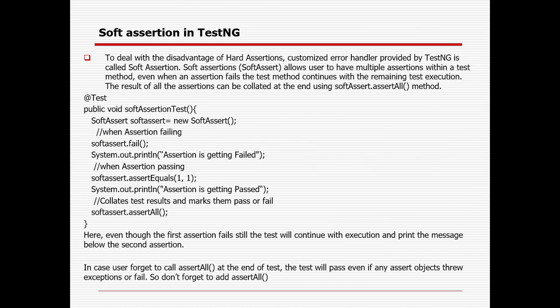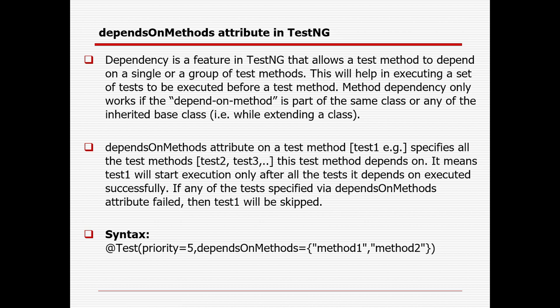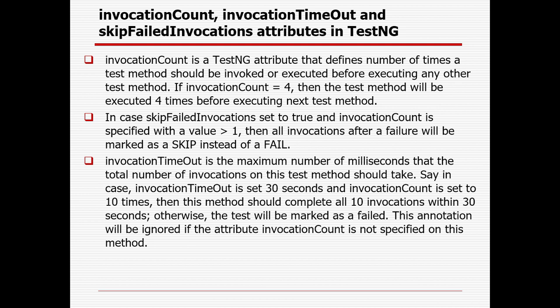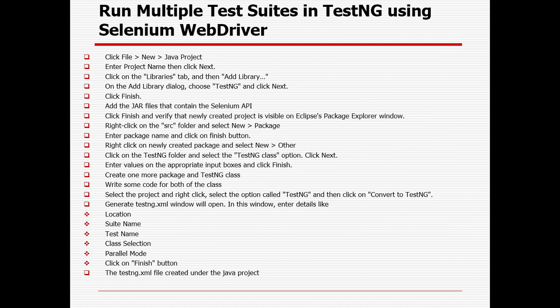In case of soft assertion, you need to create an object instance of the soft assertion class, and at the end of the lines of your code, you need to use the assertAll method, right? How you can make a dependency of test cases. In case the dependent test cases fail, how you can also run the dependent test case with the help of the alwaysRun attribute. What is the importance of invocation count, skip failed invocation, and invocation timeout. How you can convert a normal Java project to a TestNG project, and with the help of the TestNG XML file, how you can run multiple classes at the same time from different packages at the project level.